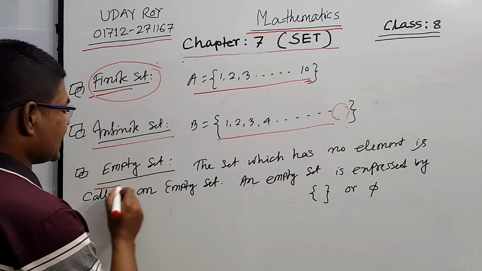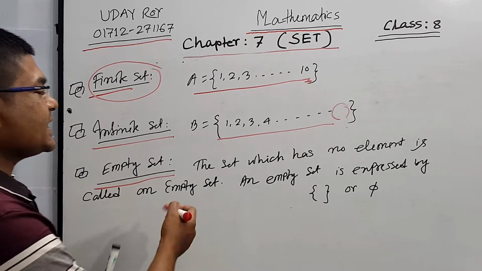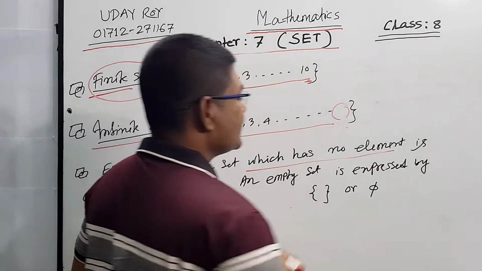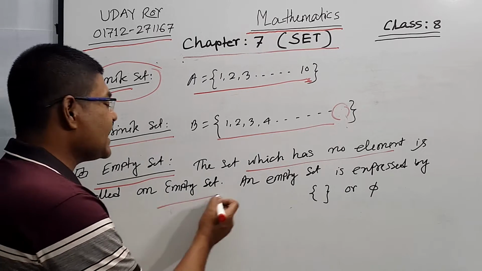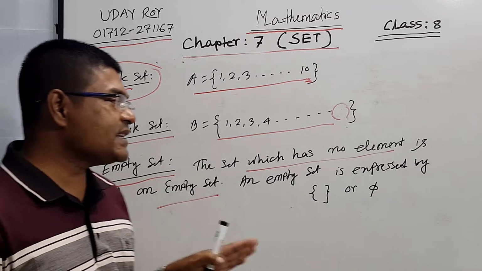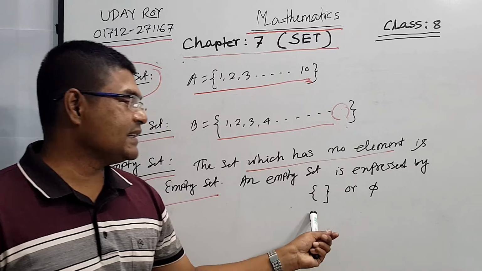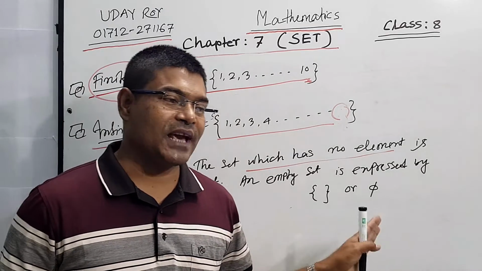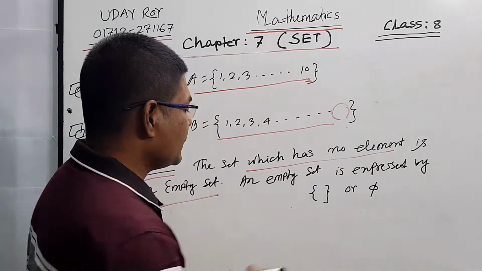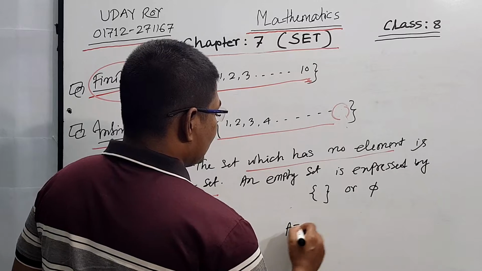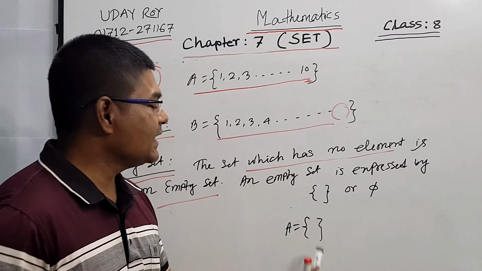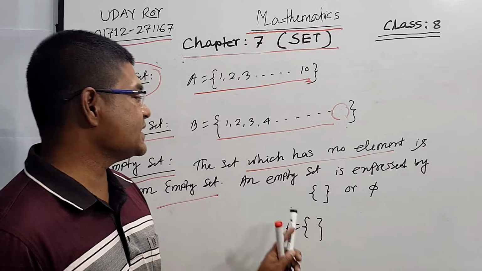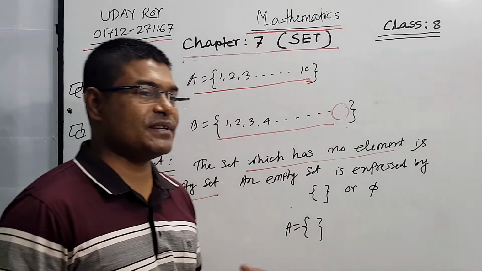Now, empty set. The set which has no elements is called an empty set. An empty set is expressed by this symbol or this symbol. Be careful. So A equals this, which is an empty set. It has no elements. For this reason, this is an empty set.